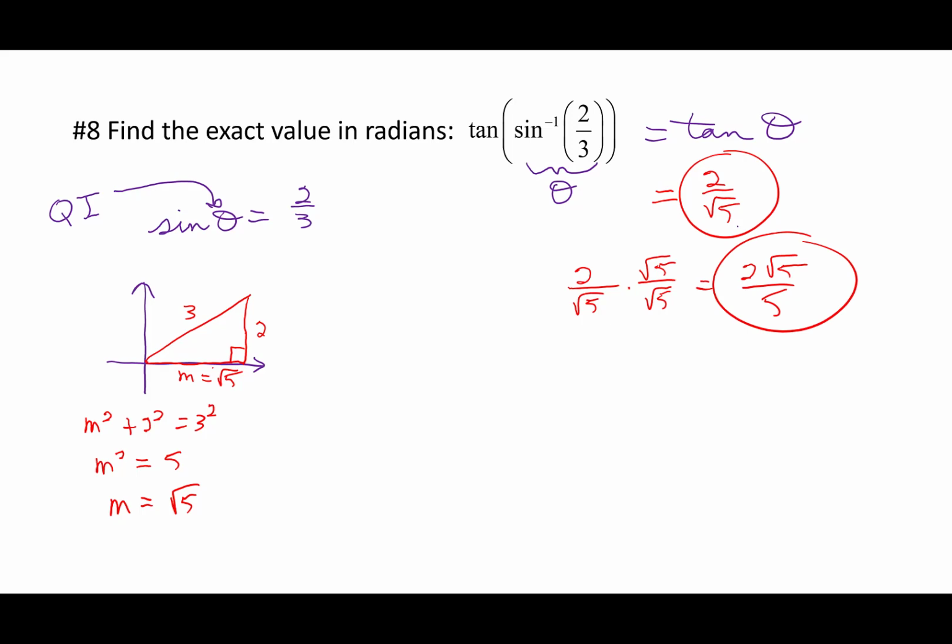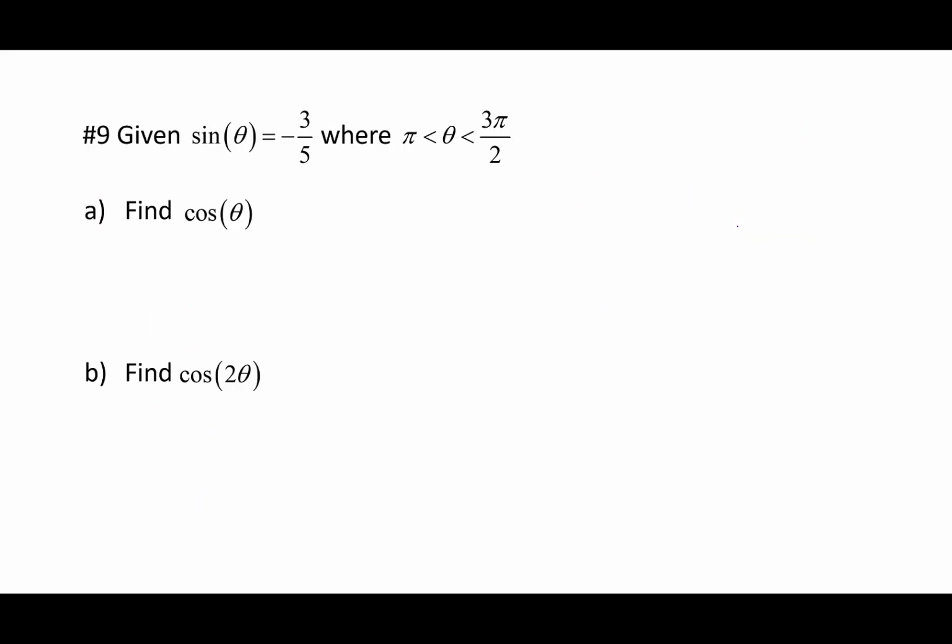All right, moving on. Number 9 here. We have the sine of theta equals negative 3/5, where pi is less than theta is less than 3 pi over 2. So in other words, we're in what, quadrant 3, it looks like. Okay, so we're in quadrant 3. We're finding the cosine of theta. So once again, if the sine of theta is equal to negative 3/5, and we're in quadrant 3, so we're in quadrant 3 with a sine of negative 3/5.